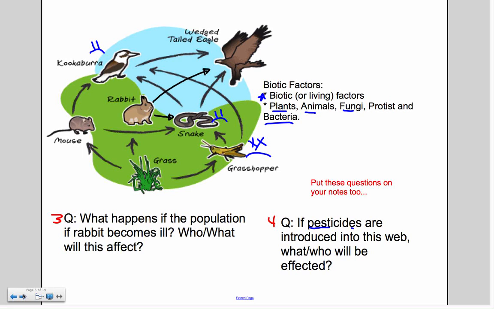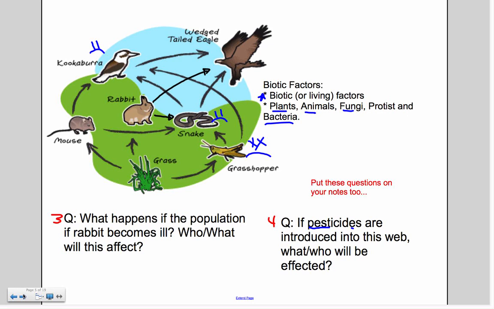So then we have biotic factors. These are things that are living. If you look at the prefix of this word, biotic is bio. Just like with biology is the study of life, biotic are things that are alive. So this would be plants, animals, fungus, protists, and bacteria.